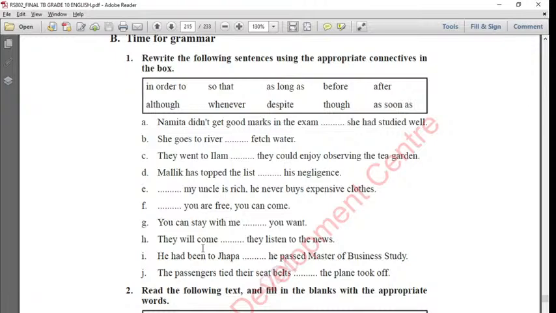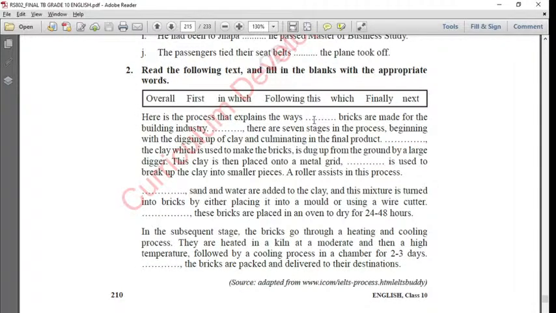Now here too you can fill it up with the information that's given overall, first, following this, which, next. It's coherent, so you can just use them appropriately wherever you want. Here is the process that explains the ways bricks are made for the building industry. There are 7 stages in the process, beginning with the digging up of clay and culminating in the final product.